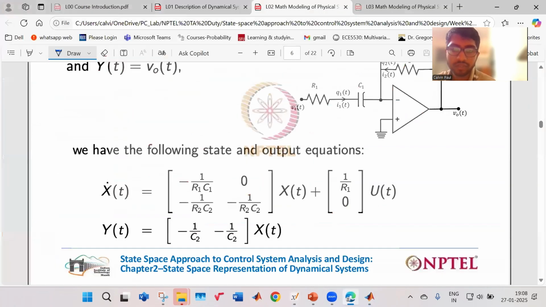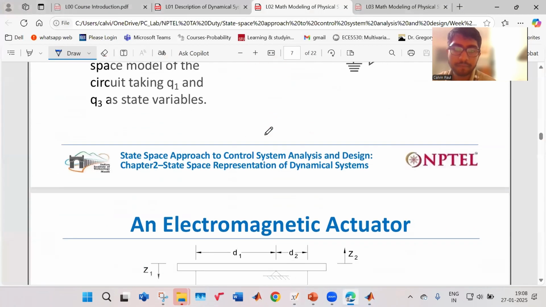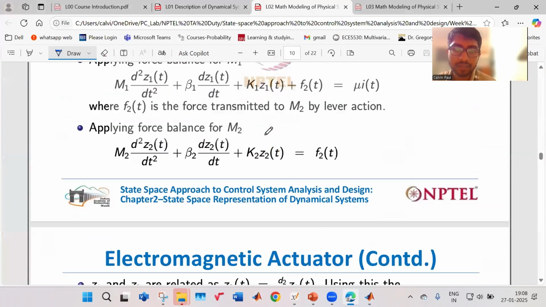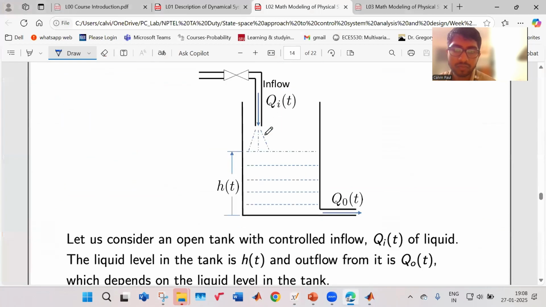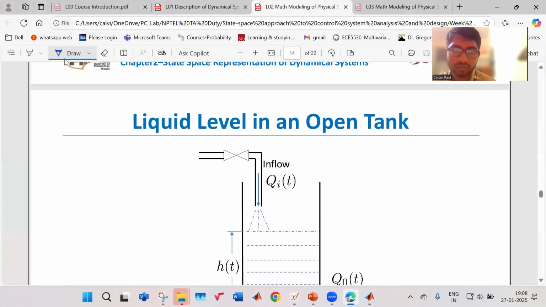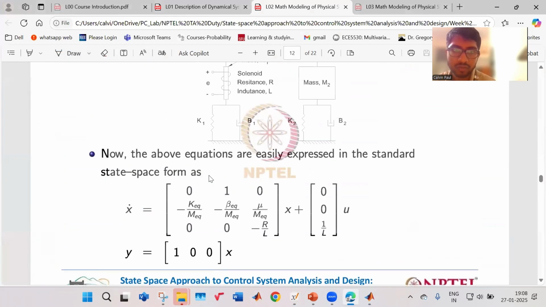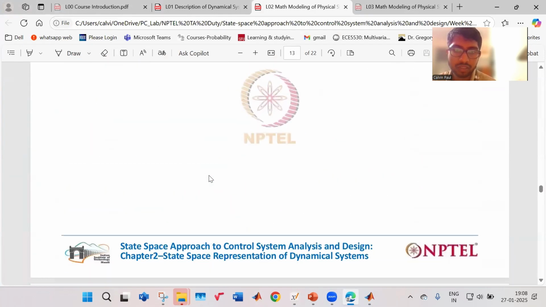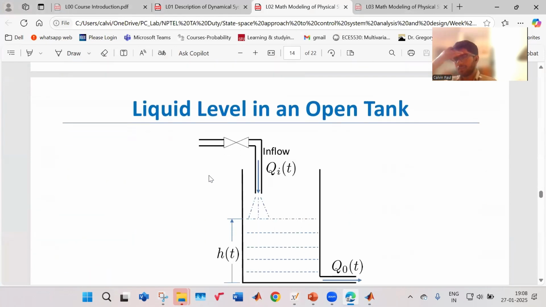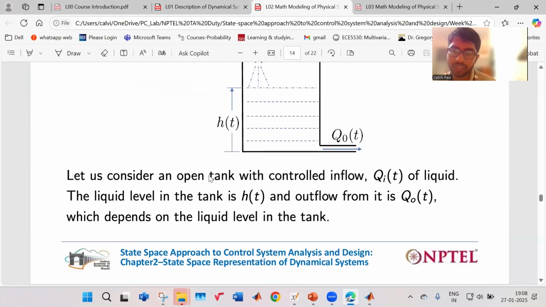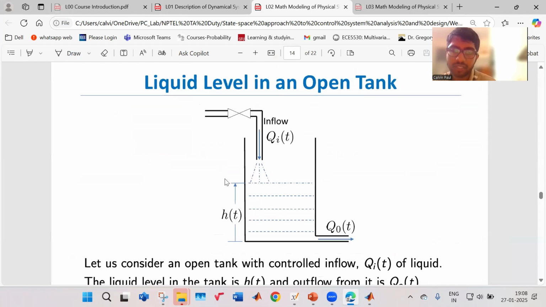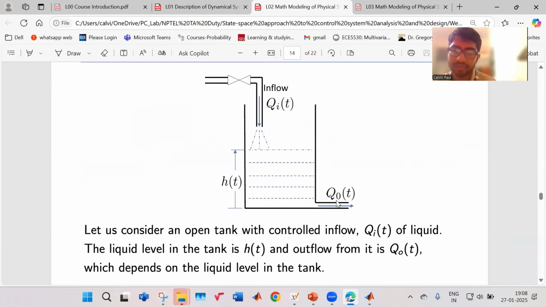So now let us proceed further. We will consider this system. Here, this is a simple spring mass damper based equation, so it is linear as well. I will not be touching this, but I would like to highlight this part: liquid level in an open tank.